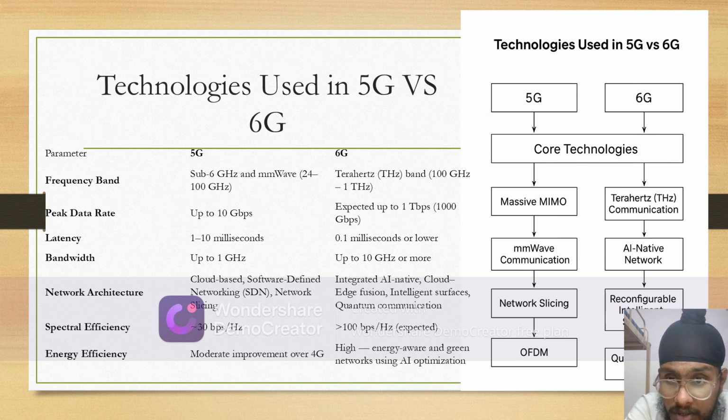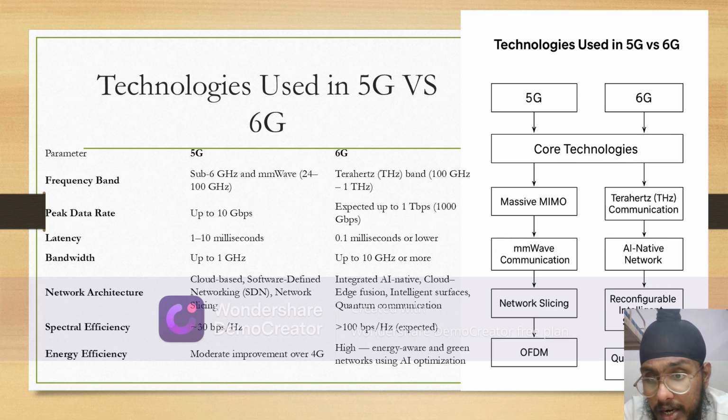And the network architecture parameter of 5G tells cloud-based software defined networking and network slicing, and the network architecture parameter of 6G tells us integrated AI native cloud-edge fusion, intelligent surfaces, quantum communication. And the spectral efficiency parameter of 5G is approximately 30 bits per second per hertz, and the spectral efficiency parameter of 6G is expected to be greater than 100 bits per second per hertz.